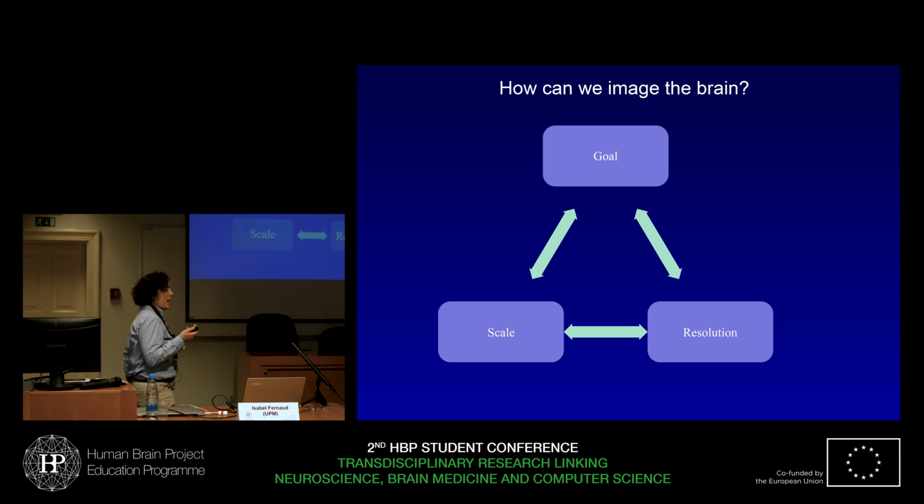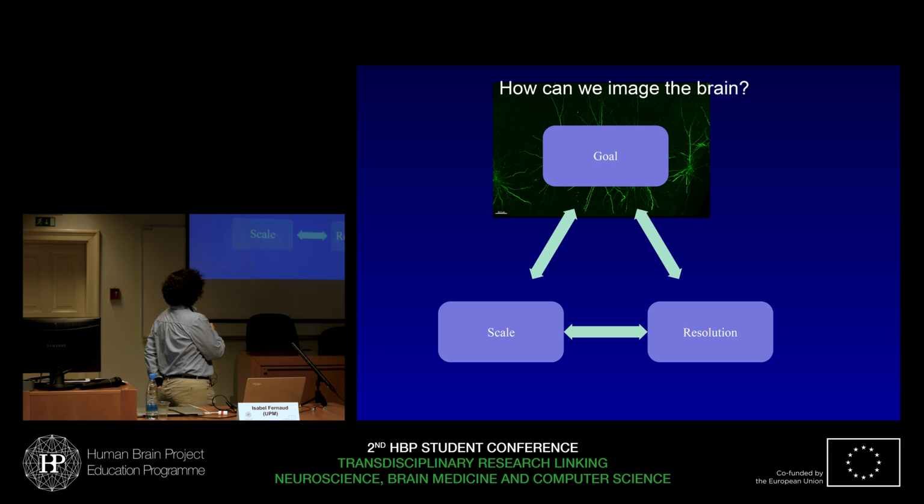So which is the best technique for imaging the brain? Well, the answer is it depends. It depends on three items you have marked here. These three items are completely related to one another. First of all, you have to think about your goal. I mean, what do you want to visualize? Do you want to visualize one neuron, many neurons, or the dendrites, or the spines, or the synapse? This is the first item.